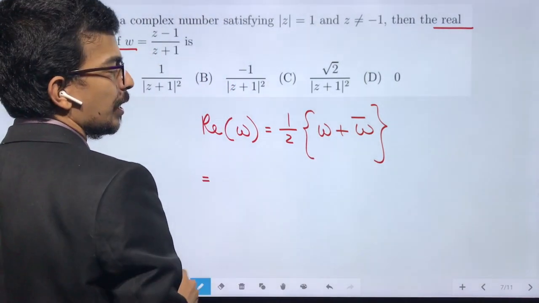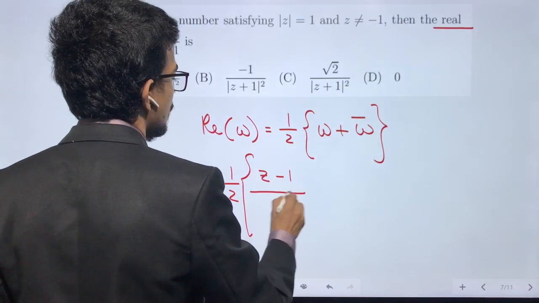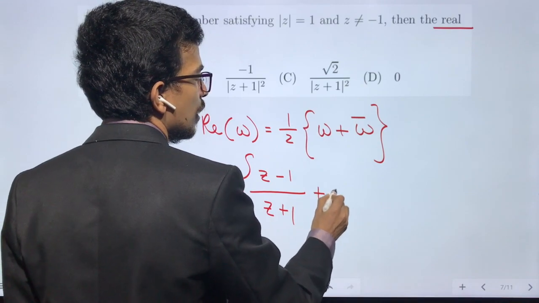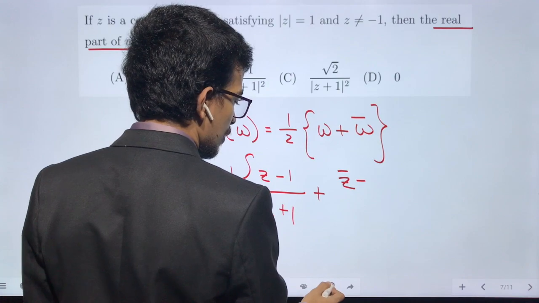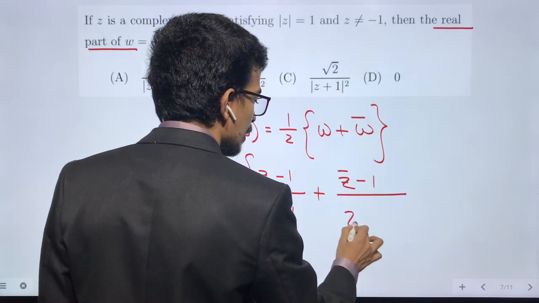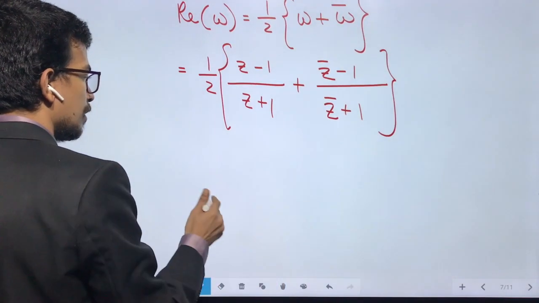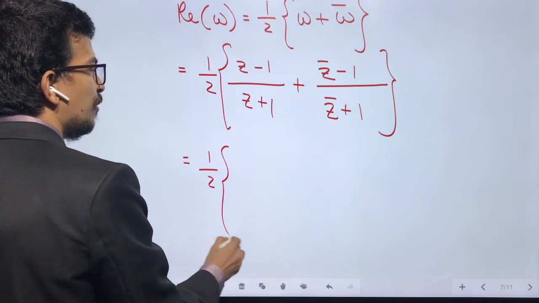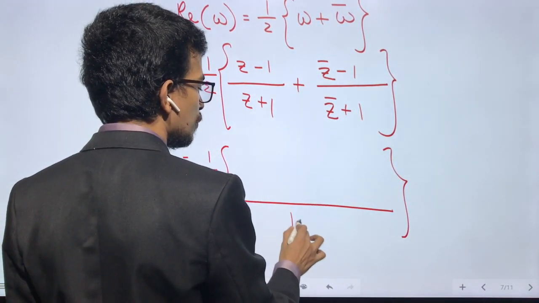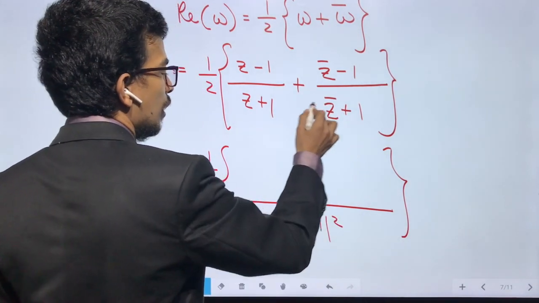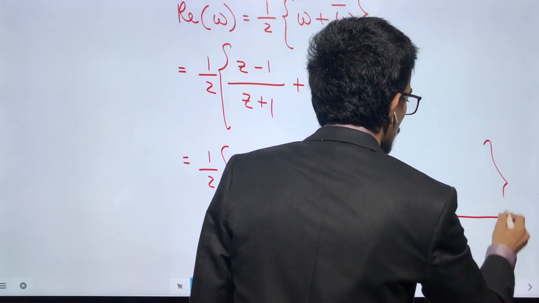So this is going to be half of (z minus 1) by (z plus 1) plus (z conjugate minus 1) by (z conjugate plus 1). Now to simplify this expression, let's simplify this expression. So denominator is going to be z plus 1 into its conjugate, mod of z plus 1 the whole square. Okay, it's going to be a big expression in the numerator.